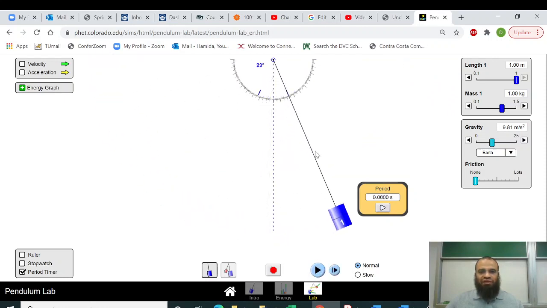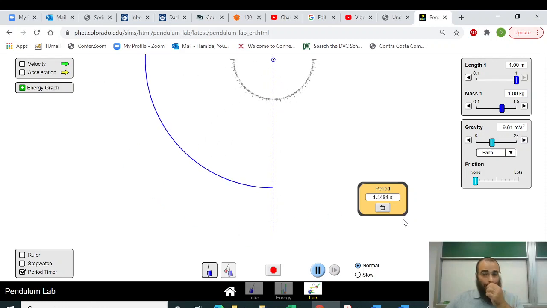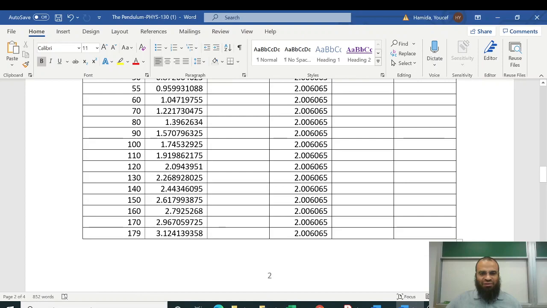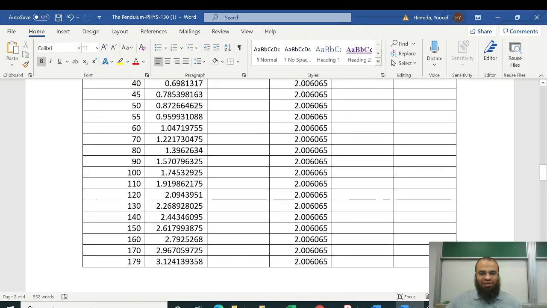And then I ask you to do 179. How do I do 179? So keep spinning it until it goes off screen. That's the maximum. Let's see where it is. 177, 179, right there. Let go, and let's start counting the period. It will be a larger period. So the period is 7.82 seconds. So here at 179, the period from the simulation is 7 something seconds.